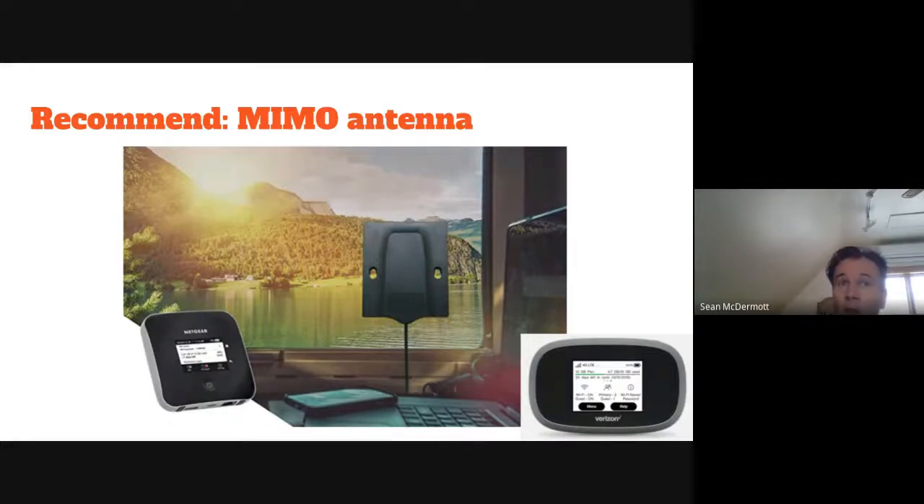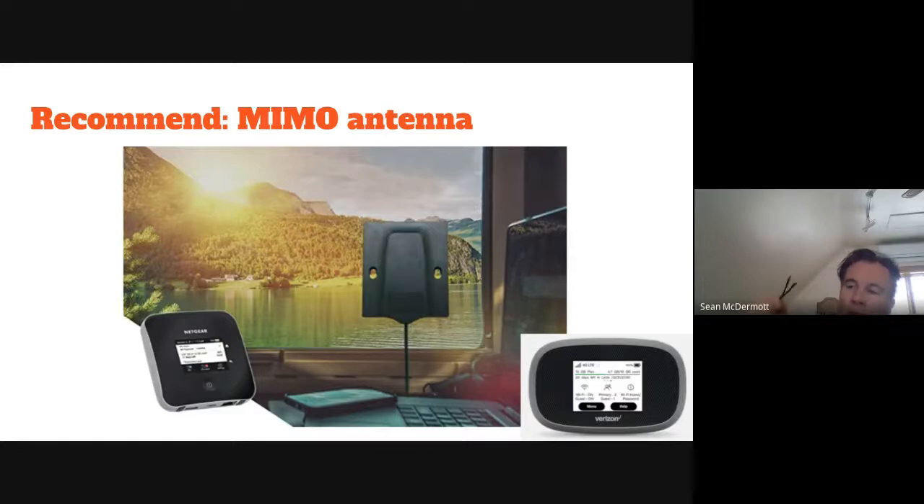If you're buying a router and you're deciding between two routers, and one has MIMO antenna ports and the other doesn't, I'd recommend getting the one with the MIMO antenna ports. On the left here, I own both of these routers. On the left is the AT&T Netgear Nighthawk router. I own the M1. And on the right-hand side is the Inseego, I think this is an 8800 from Verizon. They also do a Sprint one, and it also has two little ports.